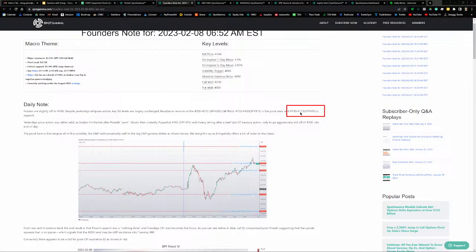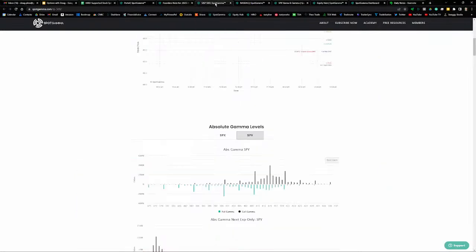4100 SPX, 4100 to 4150. SPY 410 is support. And remember, we looked at this, the 410 to 420 level: 410 support, 415 pivot, and then the 420 as resistance. So that's the setup, the levels for today.